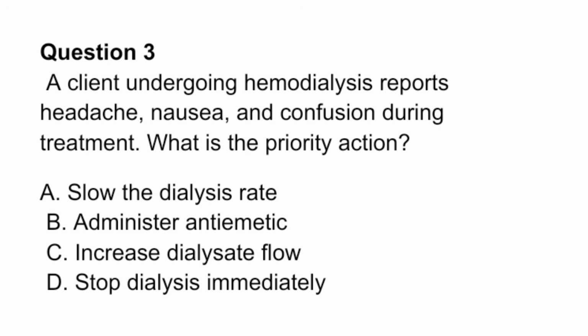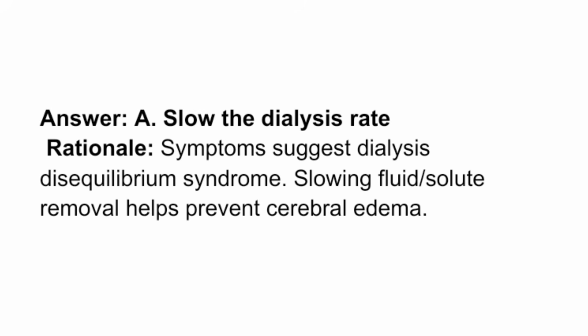Question 3. A client undergoing hemodialysis reports headache, nausea, and confusion during treatment. What is the priority action? A. Slow the dialysis rate. B. Administer antiemetic. C. Increase dialysate flow. D. Stop dialysis immediately. Answer. A. Slow the dialysis rate. Rationale. Symptoms suggest dialysis disequilibrium syndrome. Slowing fluid and solute removal helps prevent cerebral edema.